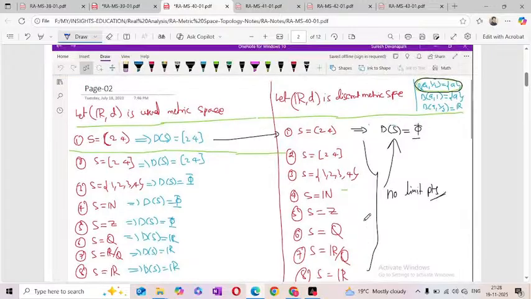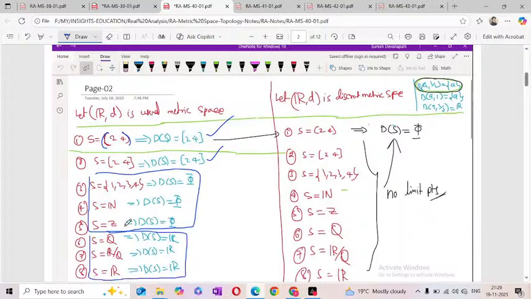Now, this left side is related to the usual metric. Already we know that the derived set of an open interval is the closed interval. The derived set of a closed interval must be the closed interval. The derived set of a finite set, the integers and the natural numbers must be the empty set. The derived set of the rational, irrational and real numbers must be the real numbers in the usual metric space. But now come to the same sets in the discrete metric.